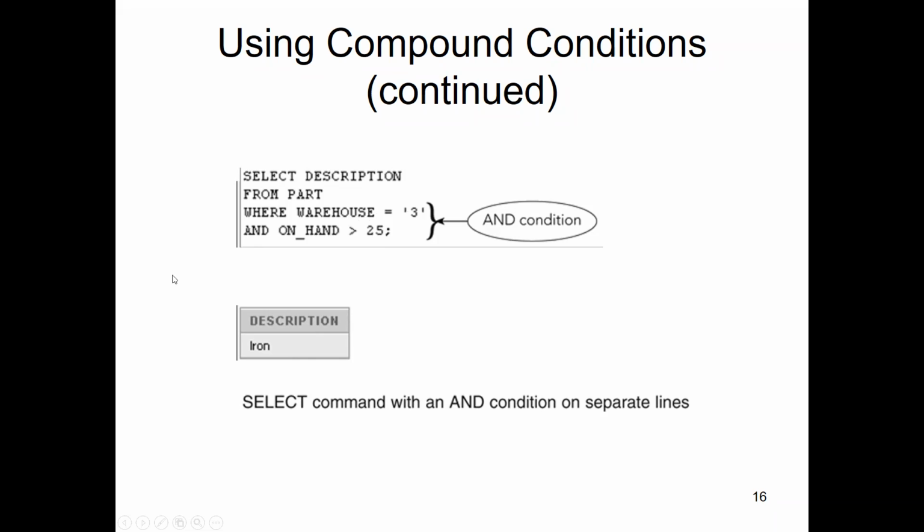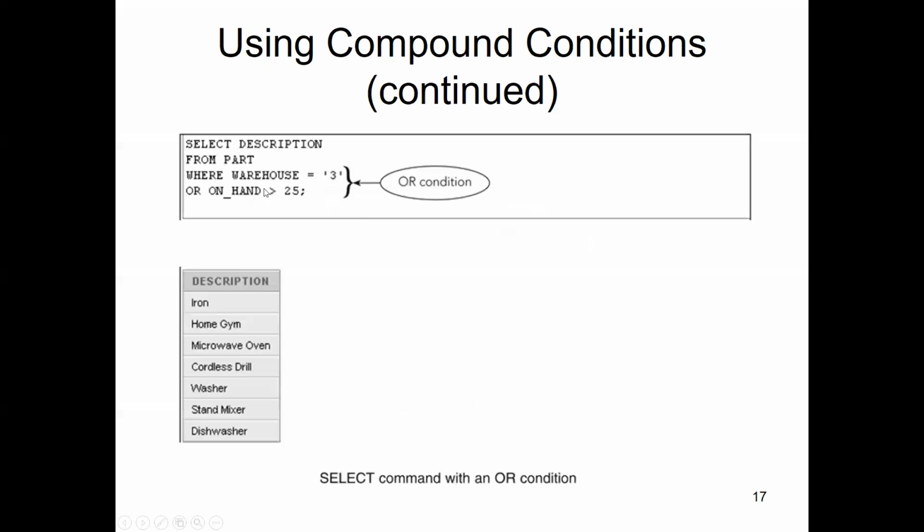And we'll see that in the next slide, I think, because what this means is that the part called iron is found in warehouse 3, and there's 25 of them on hand. Both those things must be true in order to get this row, and that's the case.